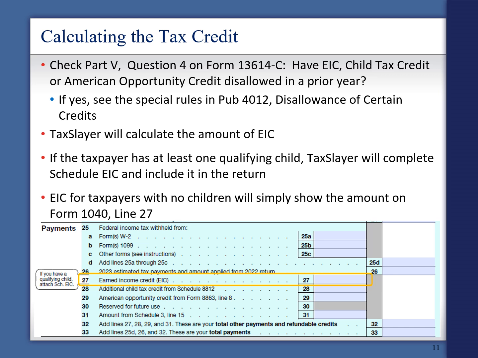See 4012, page I-8, Disallowance of Certain Credits for the steps for completing Form 8862 in TaxSlayer. TaxSlayer will calculate the amount of EIC and complete Schedule EIC with the qualifying child information if necessary.